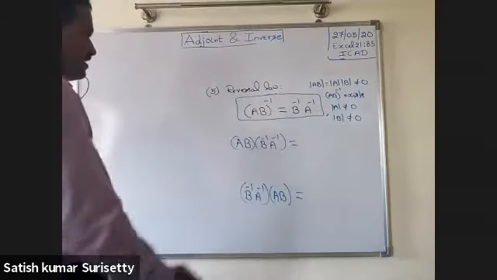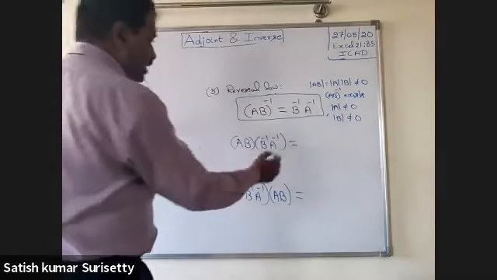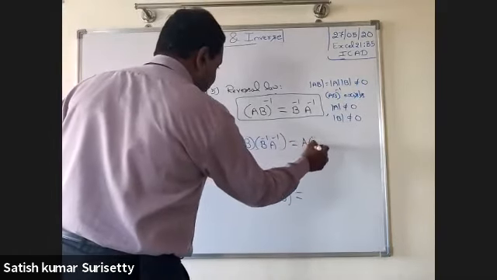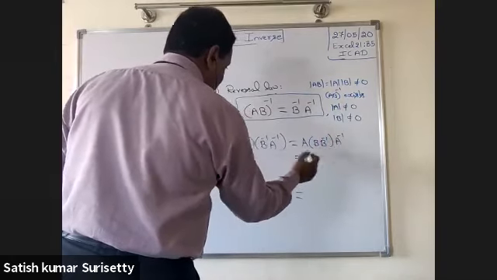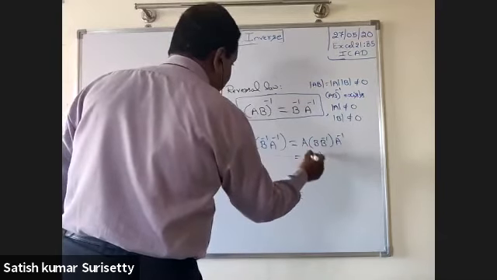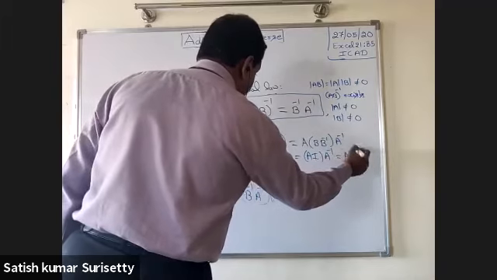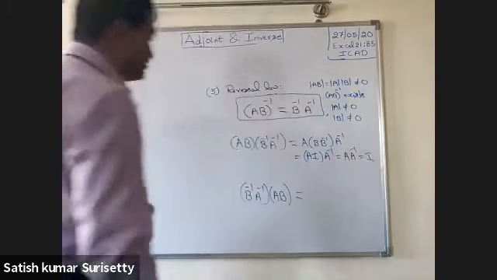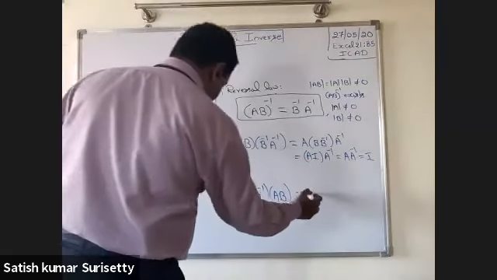Now let us consider AB into B inverse A inverse. By associative property, you can rewrite as A into B inverse into A inverse. Now B is invertible, so A into I into A inverse. Again A into I is A into A inverse, that equals I. Similarly, you can prove B inverse A inverse into AB is also equal to I.